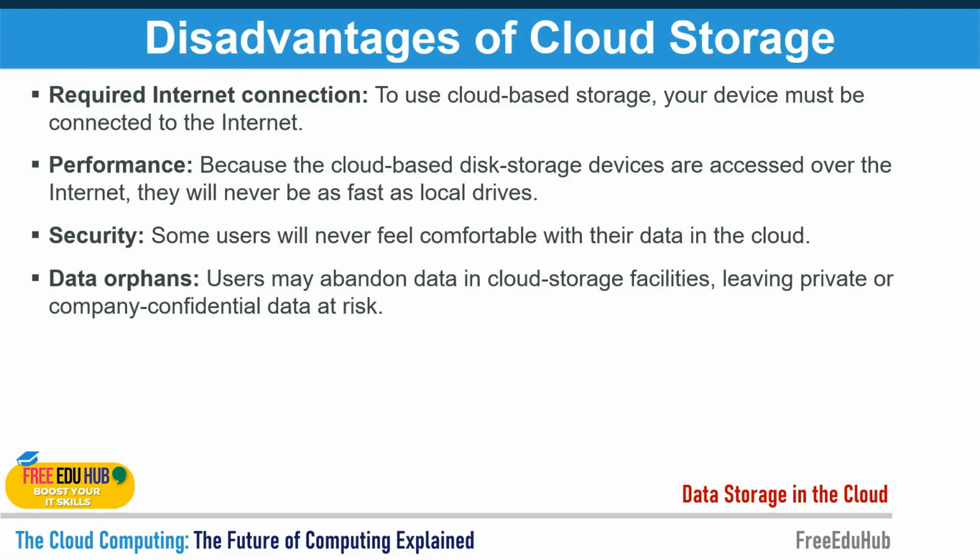Security: some users are still uncomfortable having their data in the cloud. And data orphans: users may abandon data in the cloud storage facility, leaving private or company confidential data at risk. That happens sometimes if a mobile phone is lost, or if a storage was in use by an organization that went bankrupt, or is not using it, or is not practicing the same kind of business, so their files remain in the cloud. We call them data orphans. The same thing happens if a mobile phone is lost and the username, password and recovery accounts are all gone; there is no way you can recover the data from those cloud solutions.